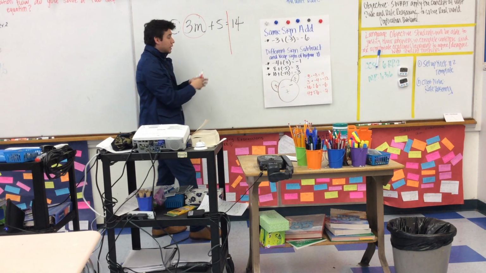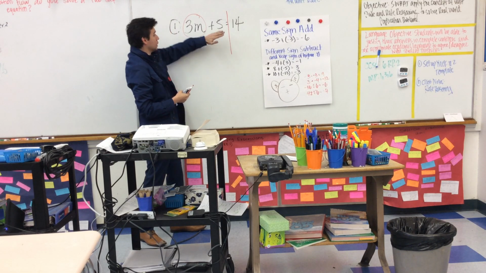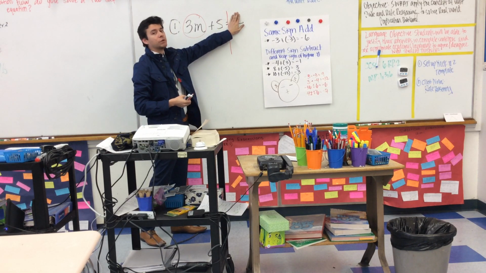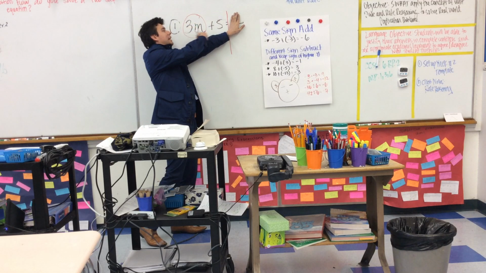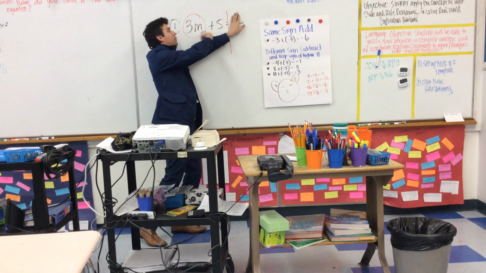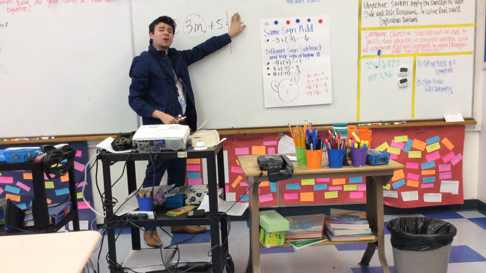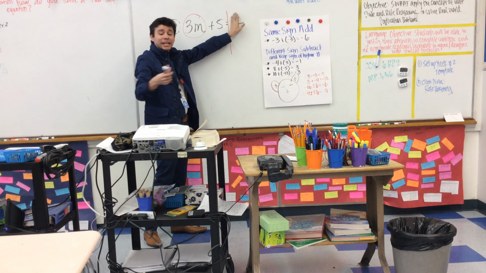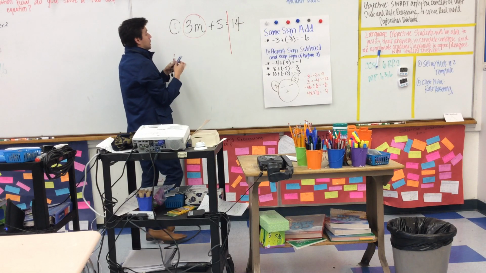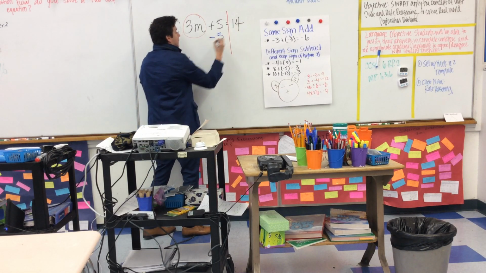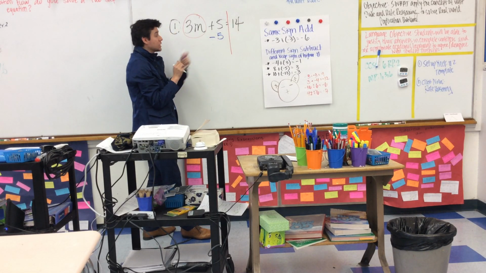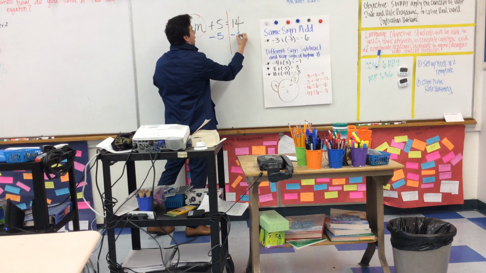Now that you understand that, let's think about this. This is the only side. Ignore this one. We don't need it. Who's not inside the bubble here? Oh, it's the 5. So if that's a positive 5, what's the inverse of a positive? What's the opposite of a positive? A negative. So let's go ahead and do minus 5. If you do it to one side, you also have to do it to the other.